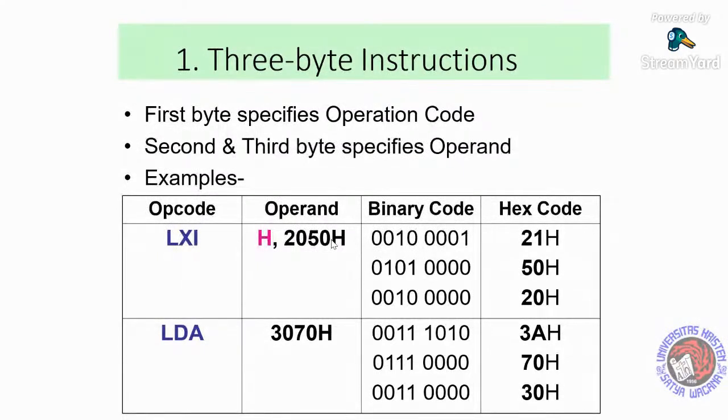3-byte instruction: the first byte specifies the operation code, the second and third bytes specify the operand. For example, LXI H, 2050. The first byte specifies the operation code, 21 hexa, which is the same as the mnemonic LXI. 2050 will be coded into the second and third bytes of the operand. 50 is the first byte as the LSB, least significant byte, or lower nibble, and the higher part is 20 hexa, which is stored in the third byte.